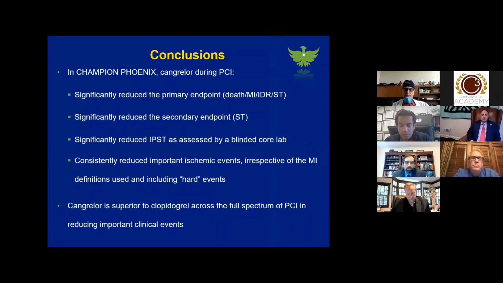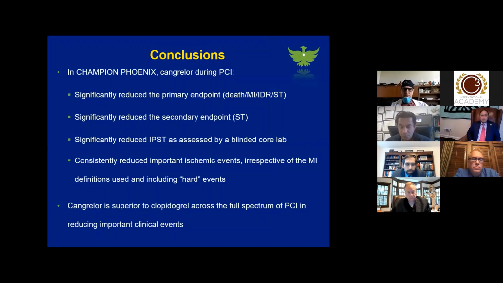So to conclude then, I would just say with respect to what we learned from the Champion program, Kengreal during PCI significantly reduces ischemic events, including the primary endpoint of death, MI, ischemia-driven revascularization, stent thrombosis, significantly reduced the secondary endpoint of stent thrombosis, as we saw occur in the nice case that was just presented, significantly reduces intra-procedural stent thrombosis as assessed by a blinded core lab.